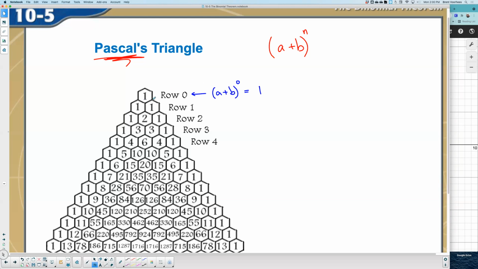Okay, going on from there, this will now represent the variables as well. If you had a plus b to the first power, right here, and you had anything raised to the first power, guess what it's going to be? Itself. So it'd just be a plus b. Now notice, how many a's do you have?